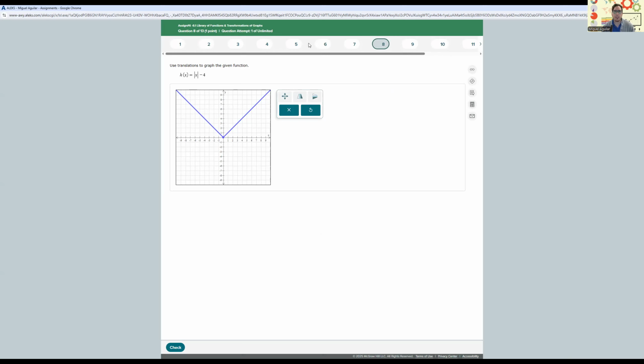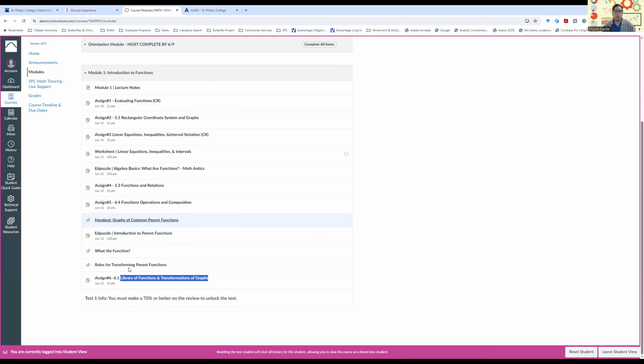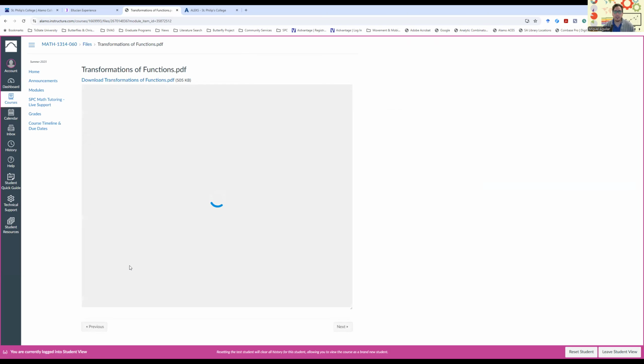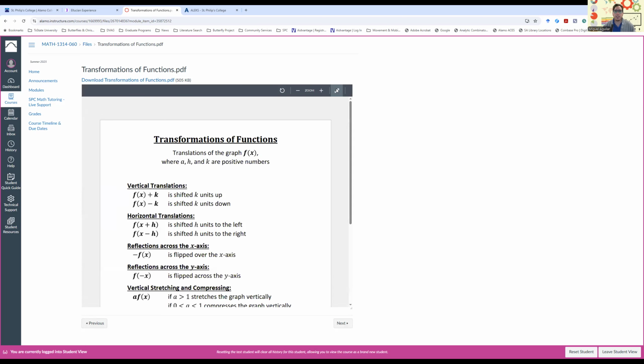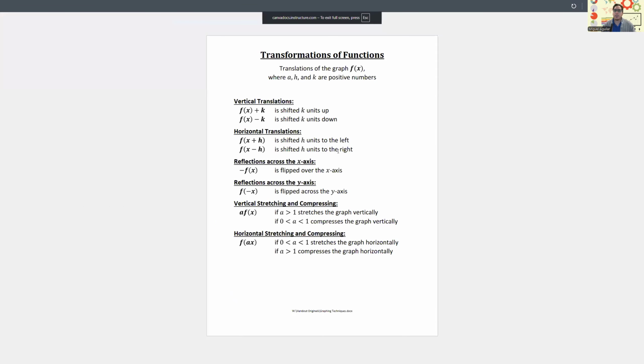So what we're going to want to do here is go back to module 1, pull up the rules for transforming parent functions worksheet. Okay. So if we load this up, you can see that there's a lot of rules for transforming functions here.